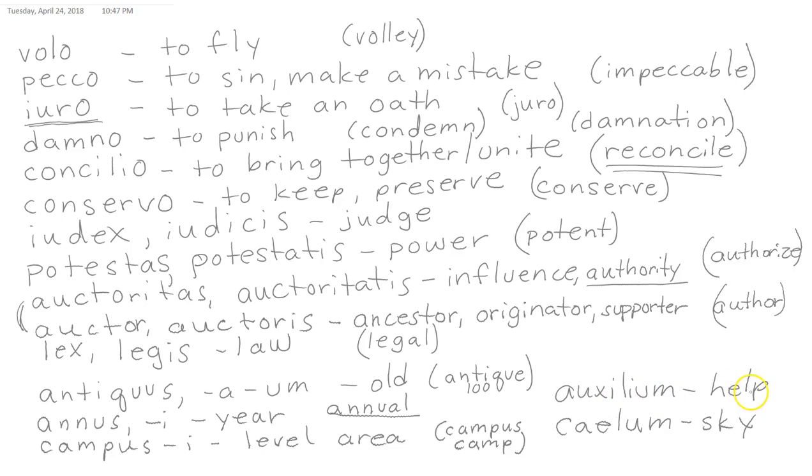Auxilium, auxilii, help. And we have auxiliary heat. It's heat that comes on when it's really, really cold out and helps to heat up the house. And caelum, caeli, sky. If you know someone named Kylie, we like to think of them as Skyly.